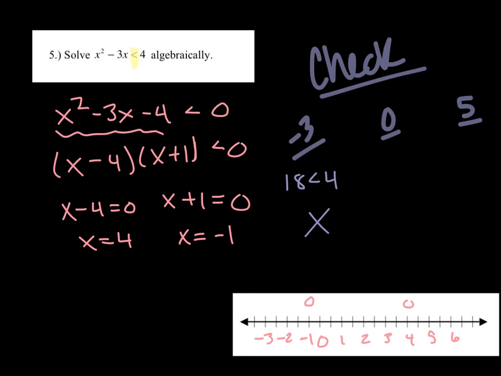So if I try 0, I get 0 squared minus 3 times 0, which is 0. So I end up with 0 is less than 4. And remember, you're plugging these values into your original inequality. So 0 is less than 4, so that's good. And then if we plug in 5, we get 25 minus 15, which is 10. So is 10 less than 4? No. So we're going to shade the section or interval that had the true statement when we check. So 0 made the statement true, so that must be the section where the solutions need to be.